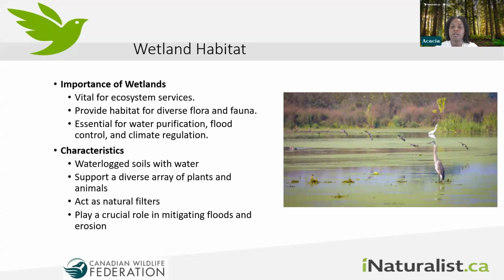Wetlands consist of waterlogged soils with water either present at or near the surface of the area. Again, they support a diverse array of plants and animals that are specifically adapted to wet conditions. And the most important feature is they act as a natural filter, trapping pollutants and sediments in the water, and they play a crucial role in mitigating floods as well as erosion. So now I'm going to hand things off to James, where he is going to teach us how we can take observations and what we can look for when we are in a wetland habitat.